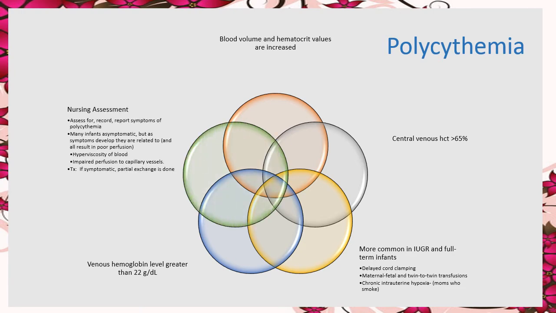So during the nursing assessment, you're going to assess for, record, and report symptoms of polycythemia. Many infants are asymptomatic, but as symptoms develop, they are related to the poor perfusion, such as hyperviscosity of blood, impaired perfusion to capillary vessels, and treatment is indicated if symptomatic. They'll have partial exchanges done. Partial exchange is blood taken out and replaced with fresh frozen plasma, albumin, or saline.